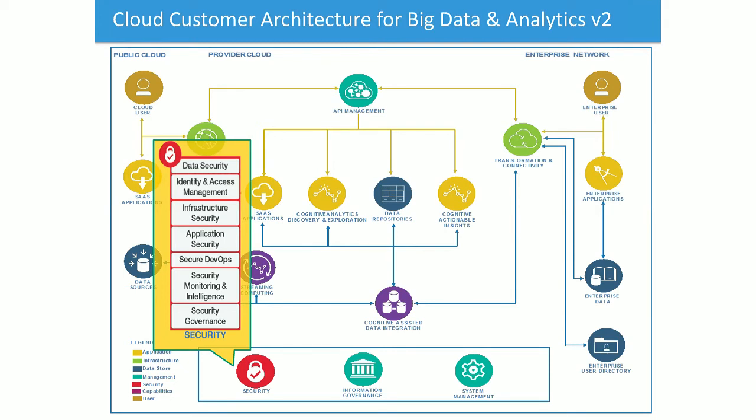You've got to have secure DevOps. That environment has to be secured. Even for test data, you've got to have a secure environment to do that. And then we also have security monitoring and intelligence, to fight back the cyber crimes and stuff like that. Lastly, we have the security governance, right? So these are all very important to ensure the overall security for the entire system.